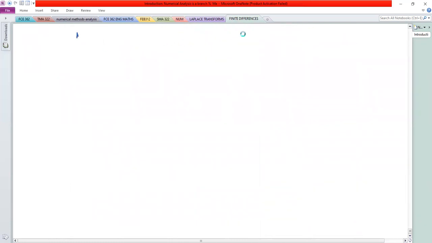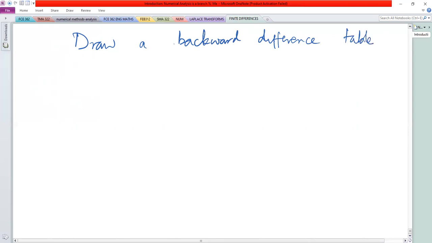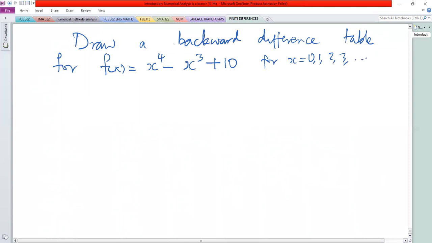So question: draw a backward difference table for the function f of x given by x power 4 minus x power 3 plus 10 for x values 0, 1, 2, 3, up to 7. Now, for us to answer this question, we'll make a table of values of x and values of f.